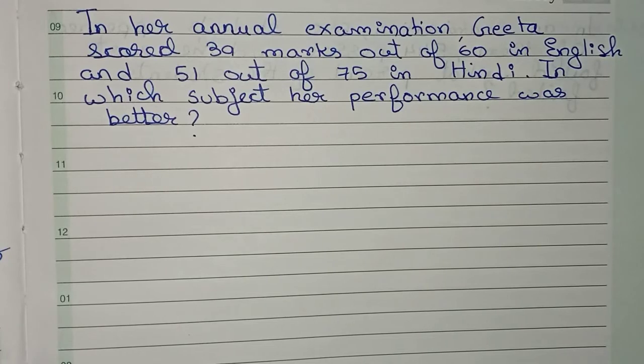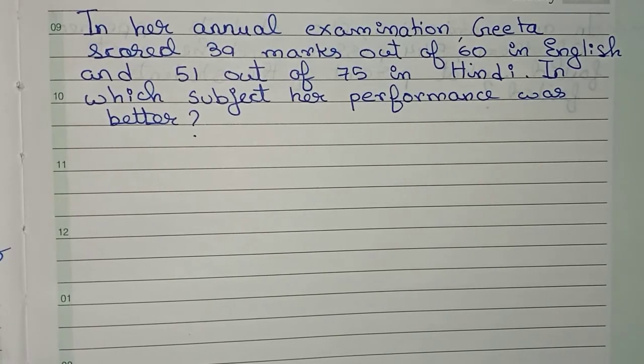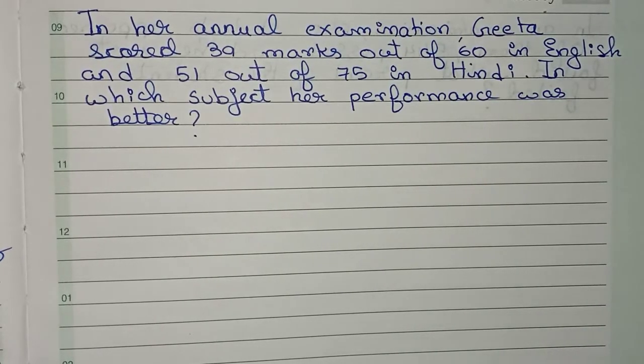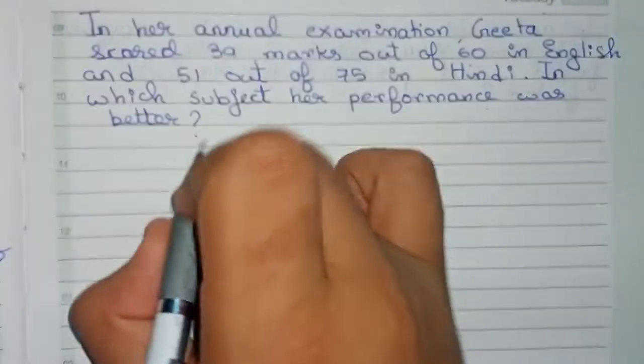So our next question is: in her annual examination, Geeta scored 39 marks out of 60 in English and 51 out of 75 in Hindi. In which subject was her performance better? So this was our question. In this type of question, we have to find out the percentage of each subject. So first we find the percentage of English.